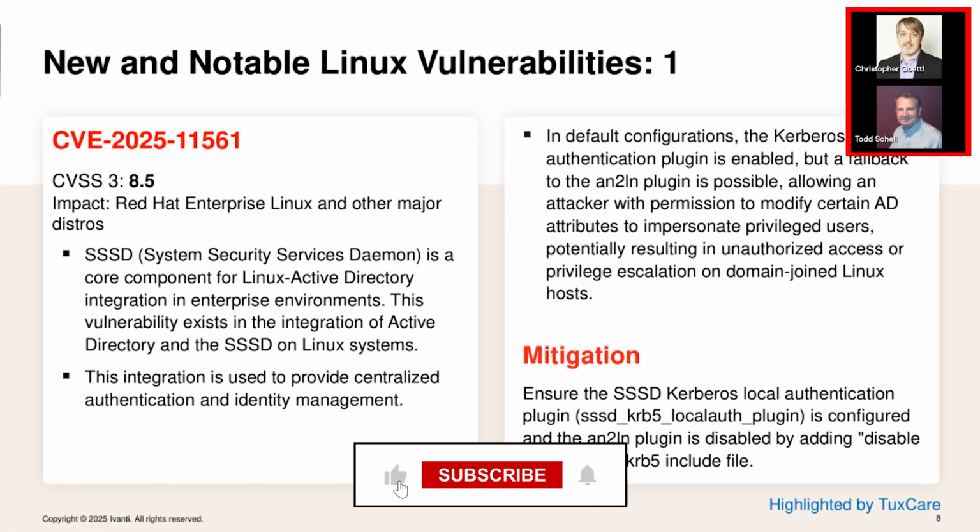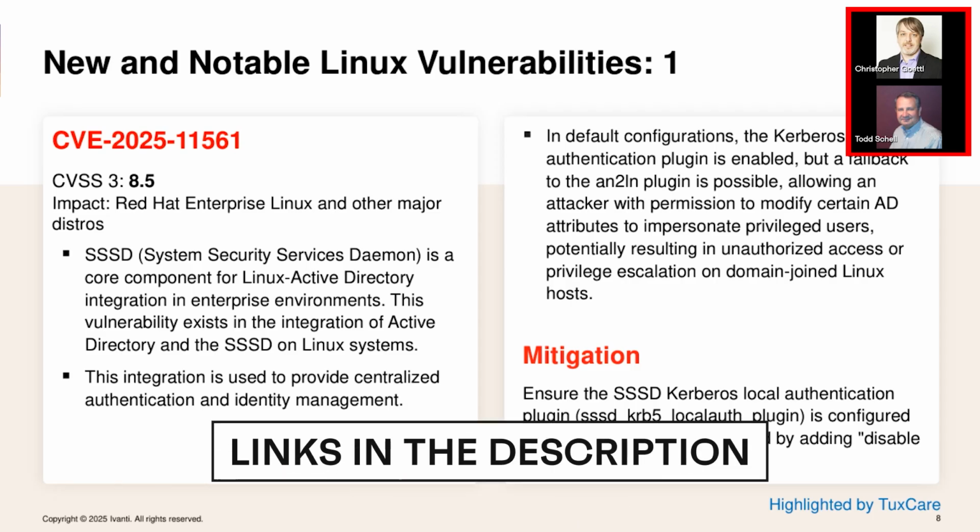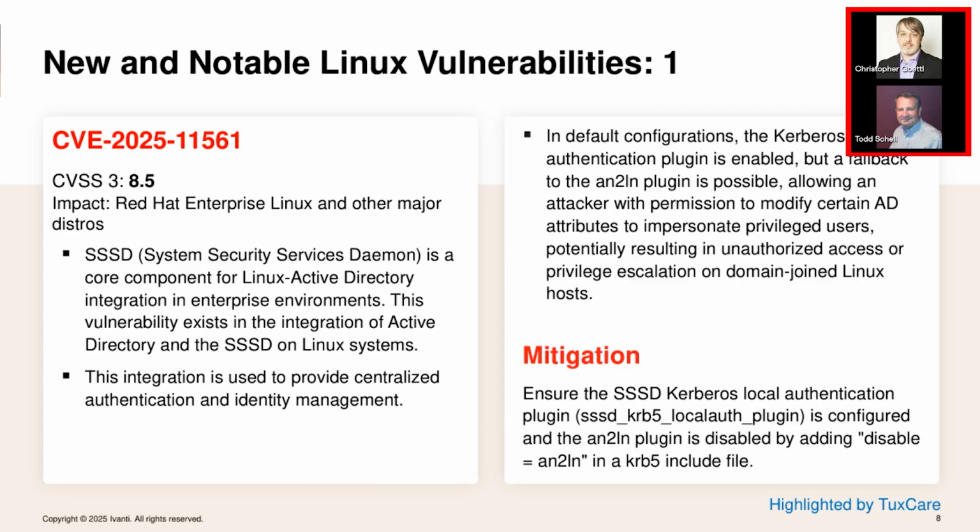So this first one in the lineup there is CVE-2025-11561. Impacts Red Hat Linux and other major distros, but Red Hat Linux was the one that's kind of the main topic of discussion there. In default configurations, Kerberos local authentication plugin is enabled, but a fallback to this AN2LN plugin is possible. And that's where the attacker with permissions to modify certain AD attributes could impersonate a privileged user.